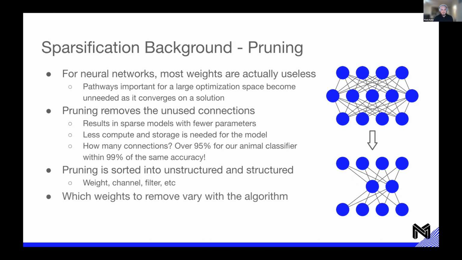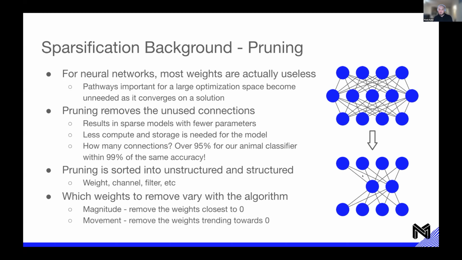And then diving in real quick into which weights to remove, those can vary with the algorithm. So a standard algorithm is magnitude. What we're going to do is look at all of these connections here. And as the model is converged and trained, what it's actually doing is regularizing the weights that don't matter. So those weights get close to zero. And all that we're going to do is remove the ones that are closest to zero.